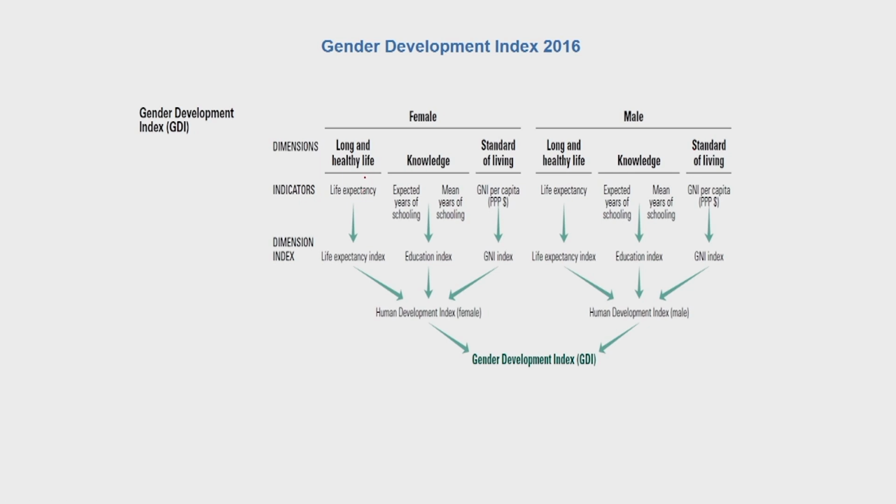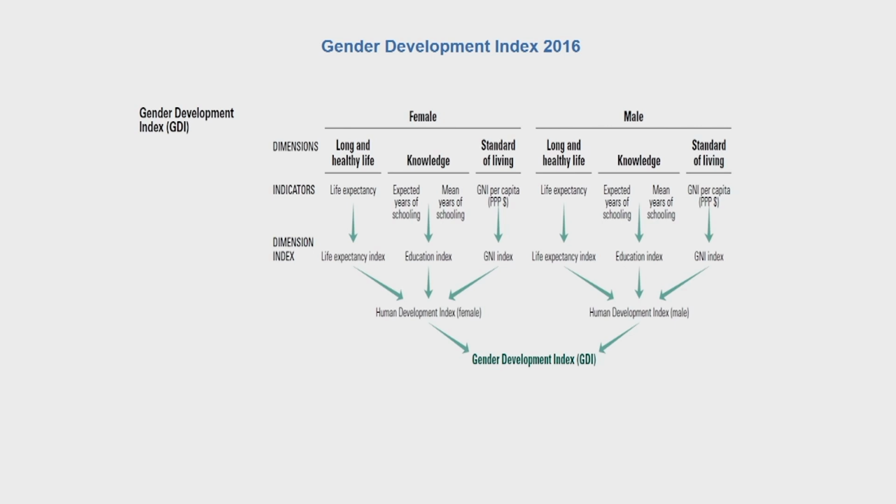Indicators: the indicator for long and healthy life being life expectancy. For knowledge, expected years of schooling and mean years of schooling, and for standard of living, the GNI per capita in purchasing power dollars. And then the next step is of course to construct the dimension index: the life expectancy index, education index and the GNI index. And similarly, dimension indices are constructed for the male counterparts. So accordingly, we have the HDI for females and the HDI for males, the female human development index and the male human development index. And then the GDI is calculated by looking at what is the HDI of females compared to that of the males.